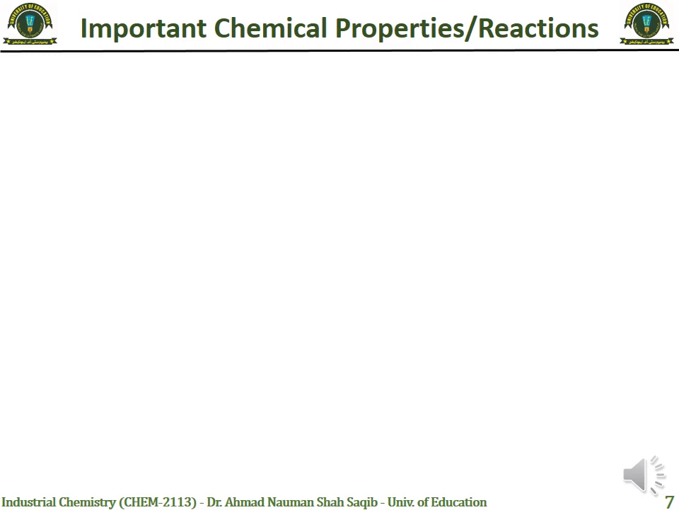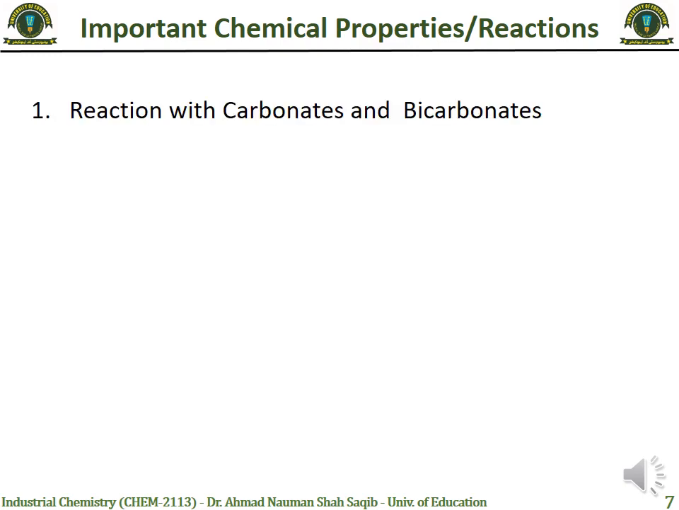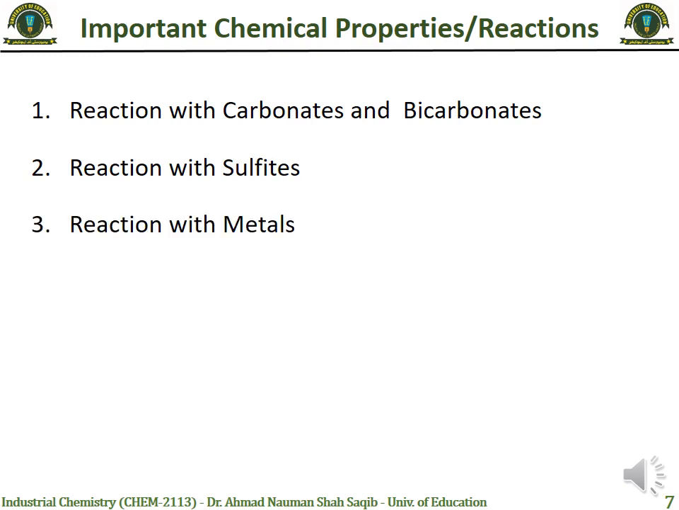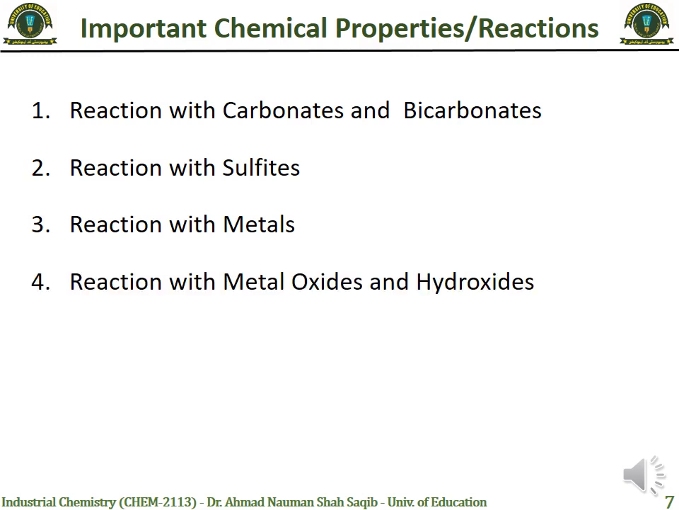First we will discuss the reaction of HCl with carbonates and bicarbonates, that is, how HCl reacts with metal carbonates and metal bicarbonates. The second important reaction of HCl is its reaction with the sulfites. We will also discuss in detail how HCl reacts with the sulfites. After that, we have the reaction of hydrochloric acid with different metals. And fourth, we will discuss the reaction of hydrochloric acid with metal oxides and metal hydroxides.